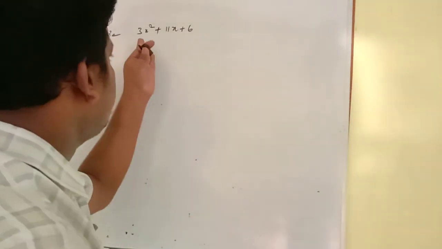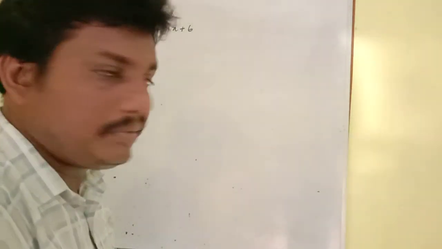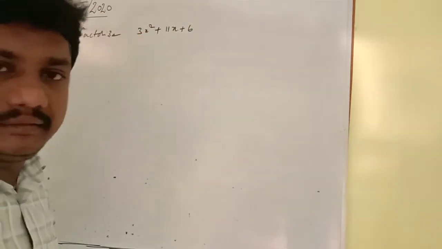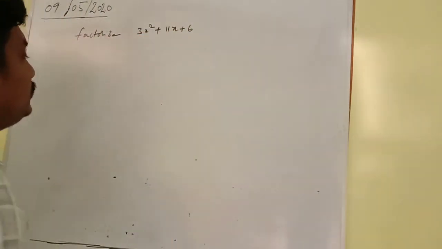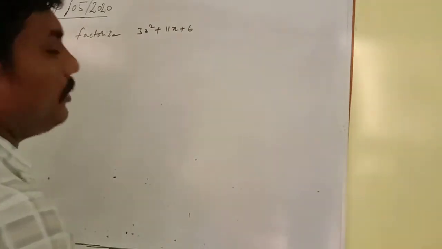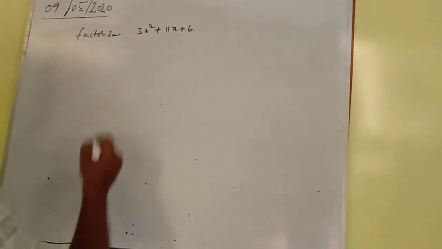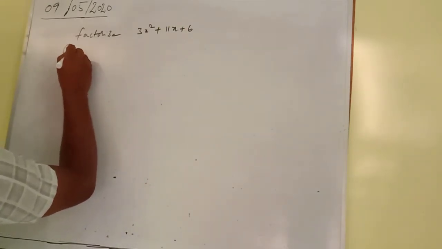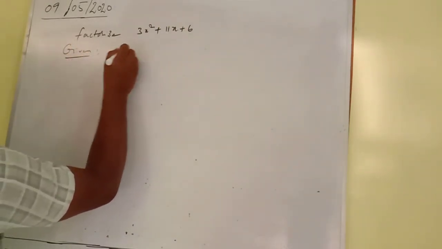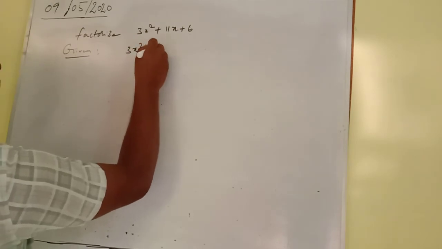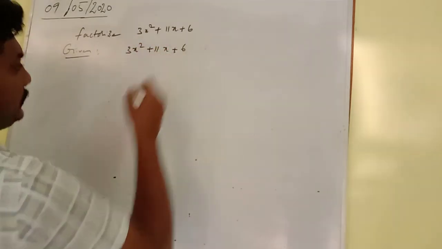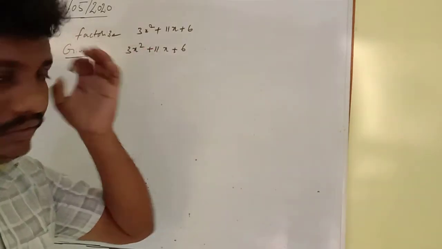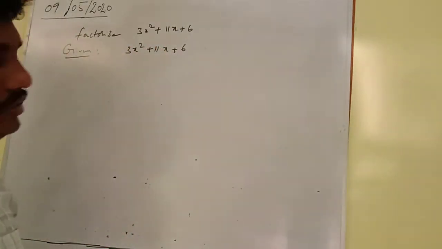Factorize 3x square plus 11x plus 6. So how do we find the factors of this algebraic expression or polynomial? Given 3x square plus 11x plus 6, here only 3 terms are there. We need to split the middle term.